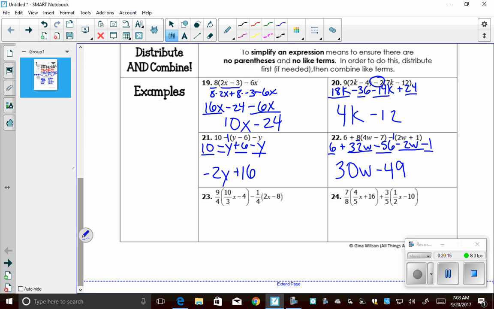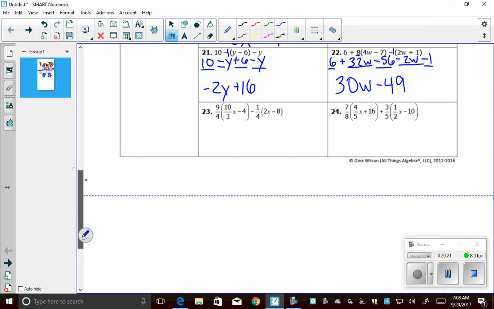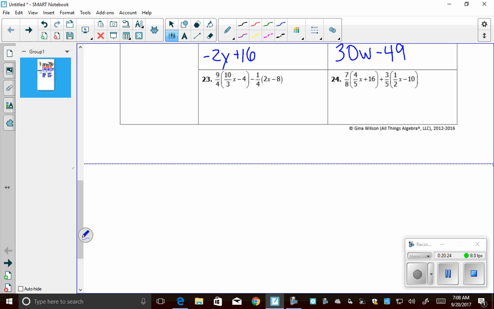2 more. Almost done. Alright, fractions. I'm going to set mine up to the side like I did up at top. I'm going to have 9 divided by 4 times 10 over 3 equals 90 over 12.